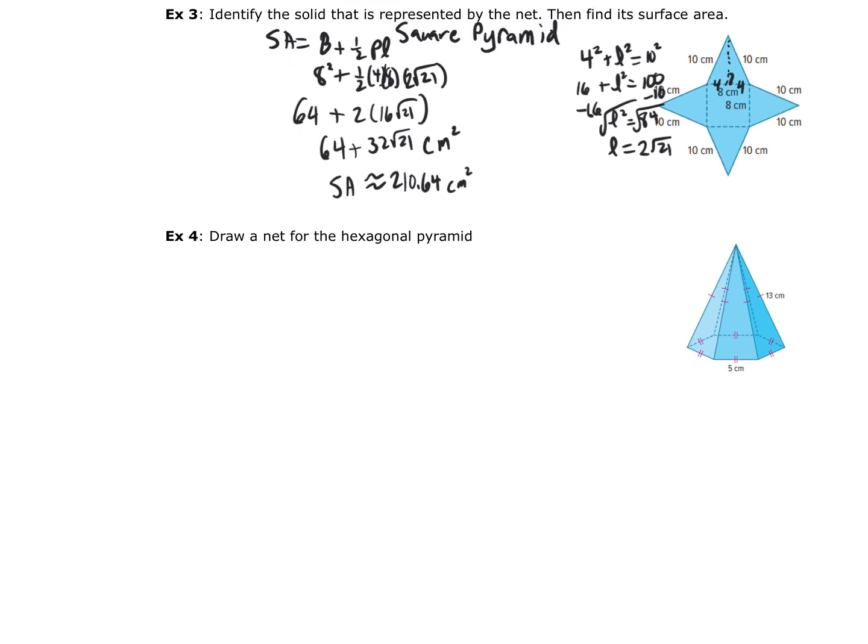All right. The last thing that's part of this lesson is being able to draw a net. And there are going to be some questions on the test that require you to do that. Actually, there's just one. But this is asking us to draw a net for a hexagonal pyramid. To draw a pyramid, you're going to draw the base first. So put the base in the middle. And in this case, that's a hexagon.